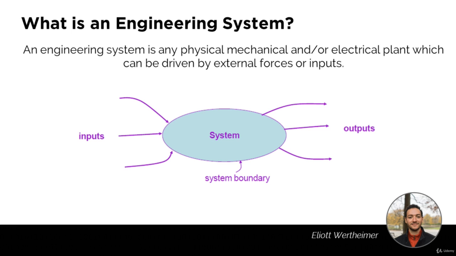So, what is an engineering system? An engineering system is any physical, mechanical, and/or electrical plant which can be driven by external forces or inputs. Essentially, this means that an engineering system is a machine that interacts with inputs to produce outputs and is well defined by a boundary at which these interactions occur.